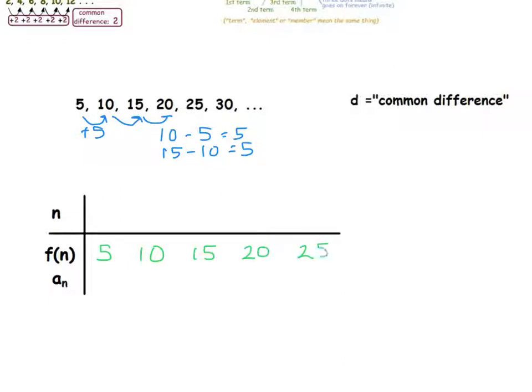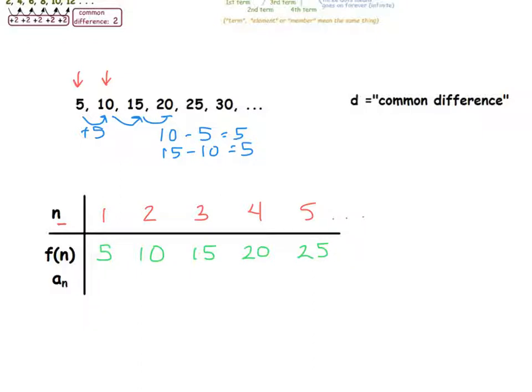So we might say, okay, what's the input then? The input, we're going to use n for sequences, no longer x, you're going to see the letter n. It's still just a different variable. Our input is the position number. So for instance, the 5 is in the first position. 10 is in the second position. Third, fourth, fifth, and so on.